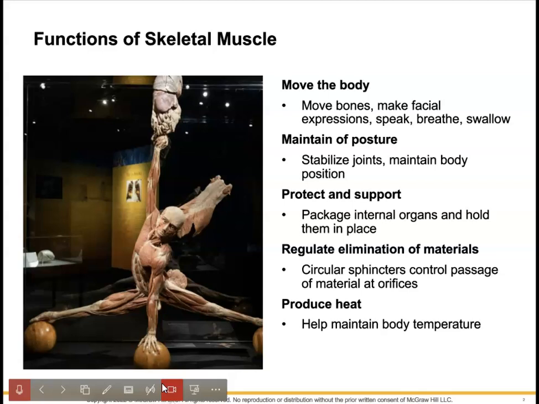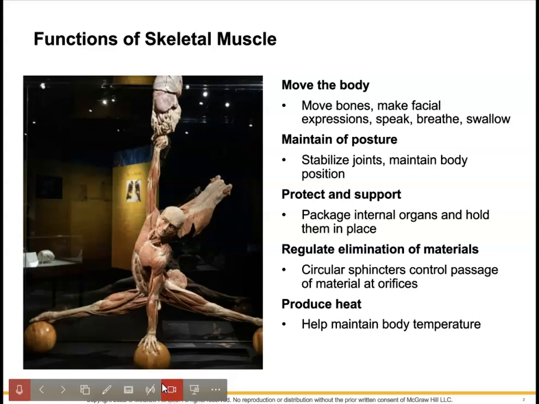Muscles also protect and support. So we package internal organs deep to muscles, and it helps to hold them in place. We regulate the elimination of waste products by using circular muscles called sphincters that control the passage of things at certain orifices in the body, such as the urethra. The urethra has a sphincter that we use to expel urine, and the anal sphincter, of course, allows us to remove feces from the body.